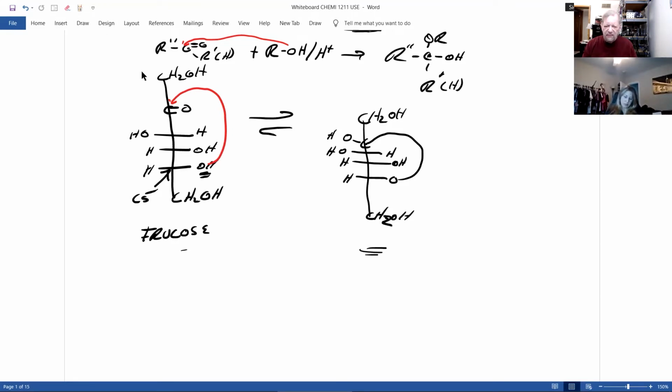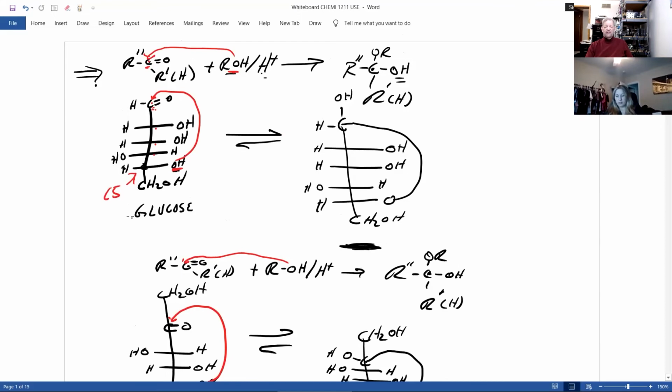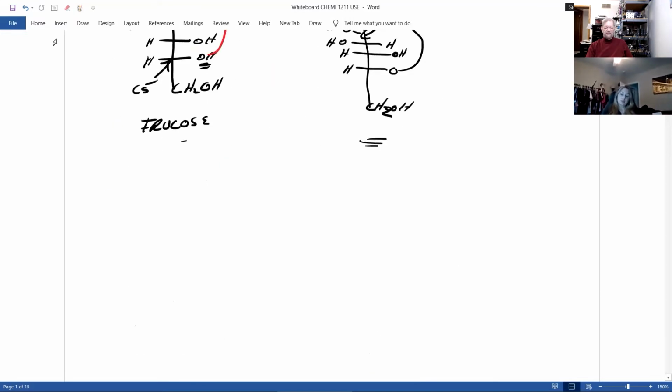So these are two important reactions that you should know. If on a test I give you fructose in this double-headed arrow equilibrium, you should be able to write the hemiketal. If on a test I give you this, you should know how to develop glucose. Go backwards is a synthesis problem.